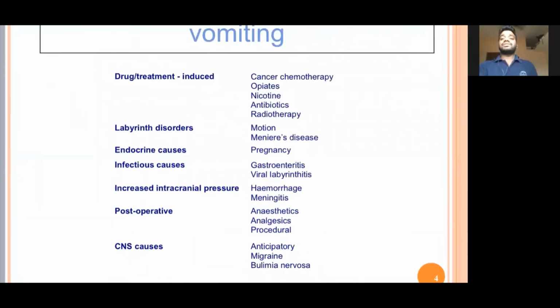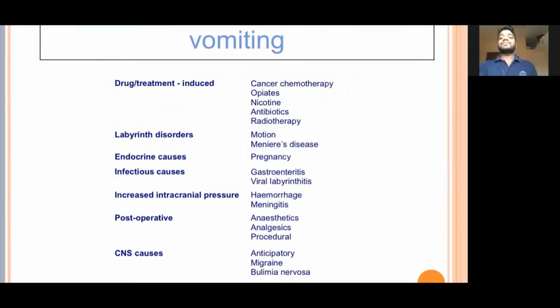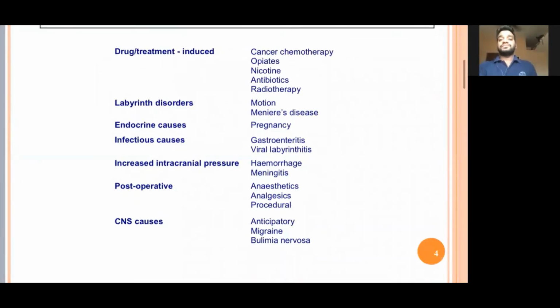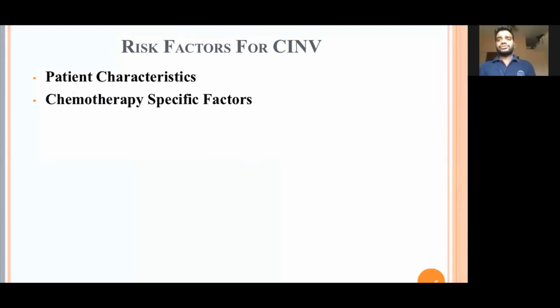But here our discussion is the vomiting related to cancer, the first one, cancer chemotherapy only. Some of the risk factors of chemotherapy-induced nausea and vomiting are patient characteristics, since some patients may tolerate the chemotherapy very well while some may not, and chemotherapy-specific factors. So it depends on host factors, how well the patient is able to tolerate, and on the nature of the drug being used. These two factors decide the intensity of vomiting or nausea that the patient may experience.